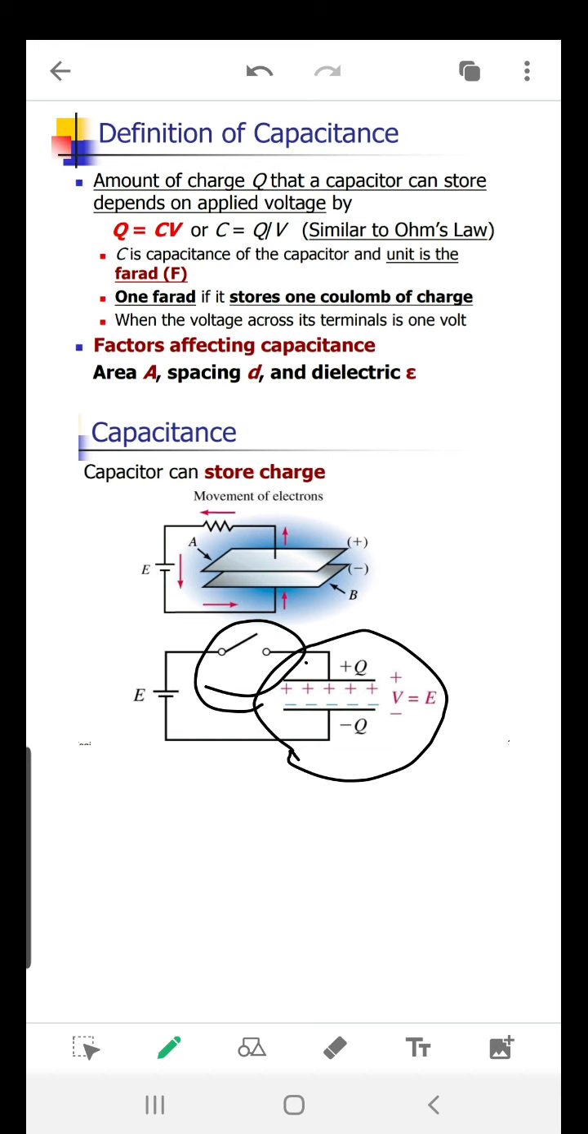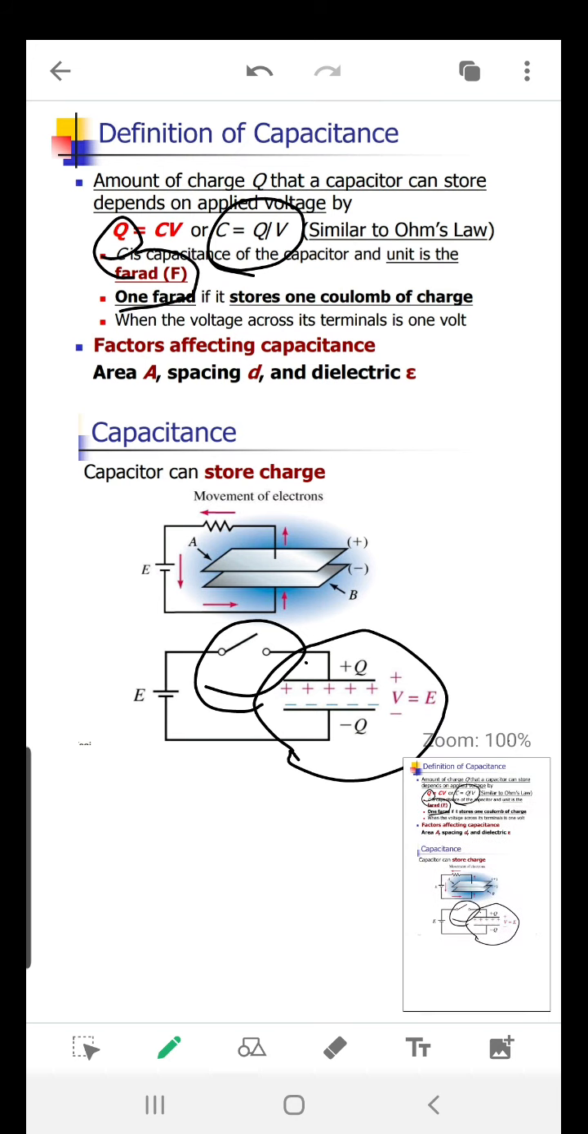So the charge is denoted by Q. So Q equal to C into V, where C is the capacitance of the capacitor, which can be derived as C equals to Q by V. V is the supplied voltage or the applied voltage in the circuit. So this is just similar to Ohm's law, C equals to Q by V. And the unit of the capacitance is farad.